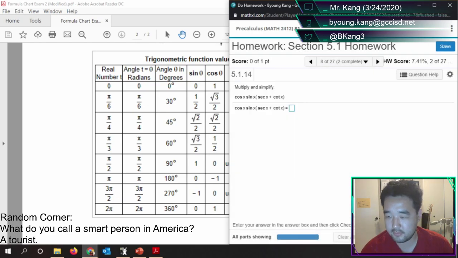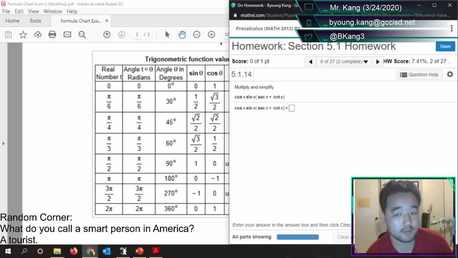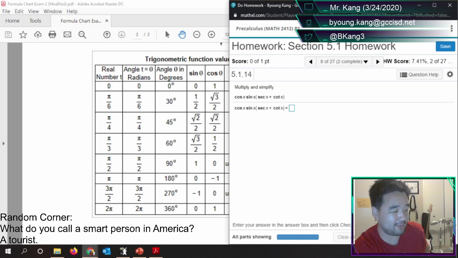Number 8. All right, multiply and simplify this one. These are way more annoying than the ones you're going to see on the exam, because on the exam, they tell you where you're supposed to stop. And on these problems, they don't give you the right half of the equation. So you kind of just have to simplify and just hope that you get down to as simple as they want. Hold on one second.